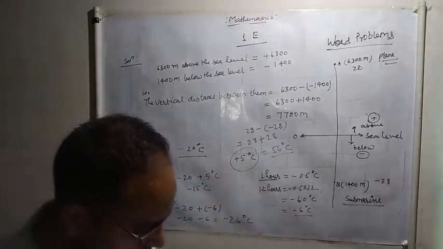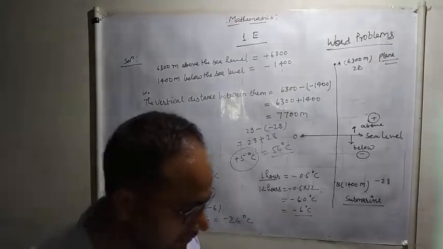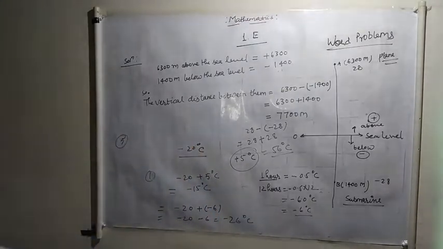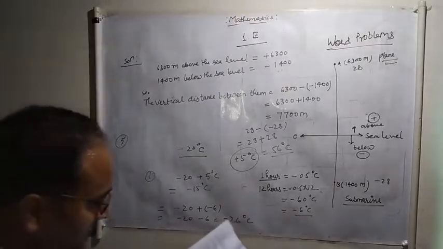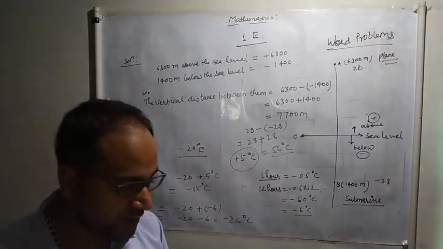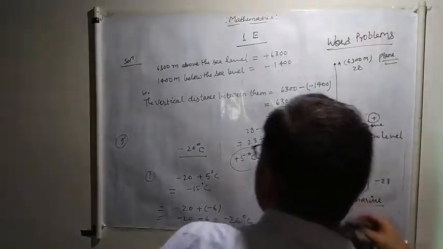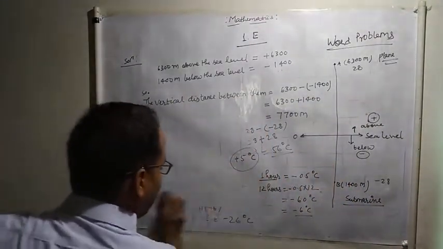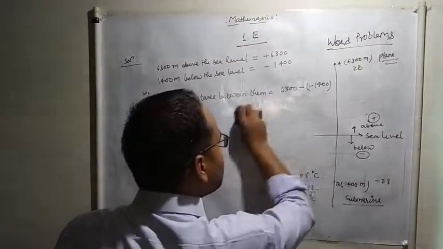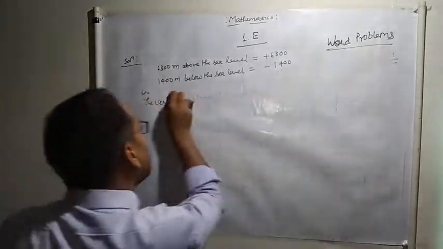I want to discuss question number 11. An elevator descends into a mine shaft at the rate of 6 meter per minute. It starts from 10 meter above sea level. Where will it reach in 20 minutes, and how long will it take to reach a depth of minus 350 meter? I want to discuss this last question of this exercise, question number 11.